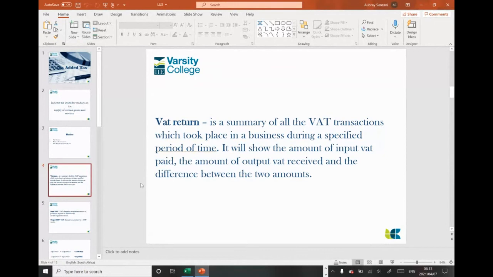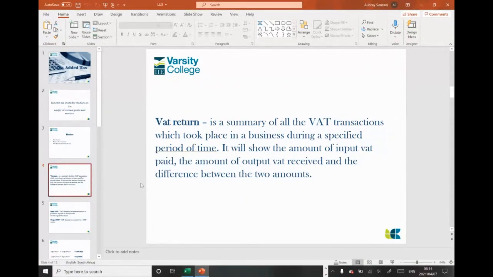It will show the amount of input VAT paid, the amount of output VAT received, and the difference between the two. Now, some of you are wondering, what is input VAT? What is output VAT? I would like you to tell me over the chat. What do you think input VAT or output VAT is?